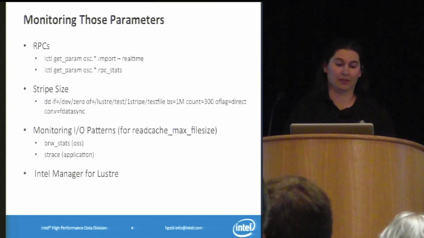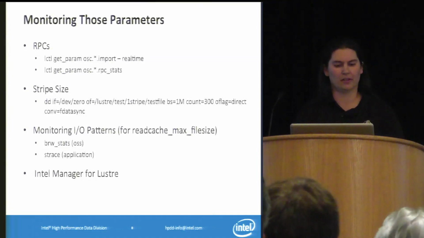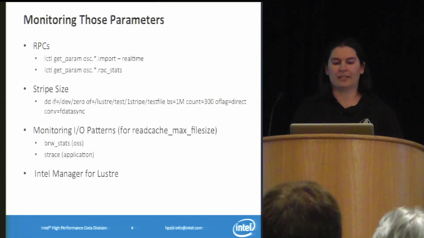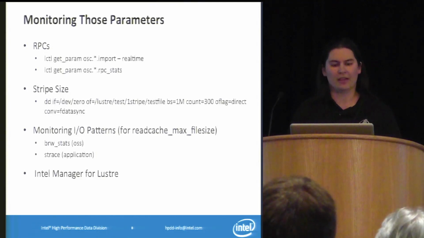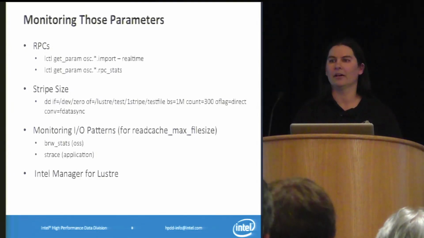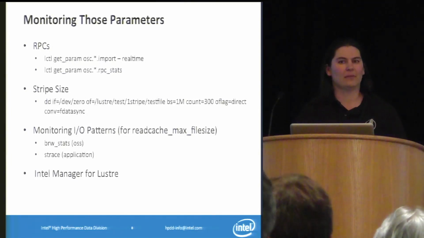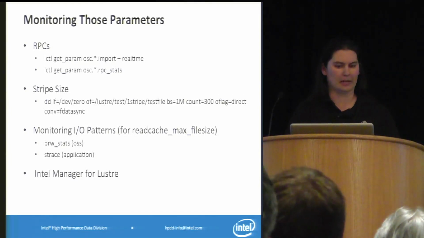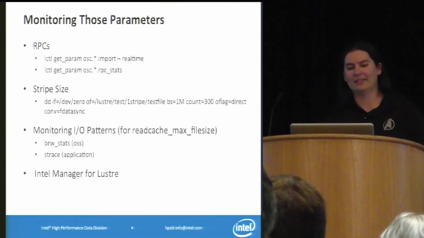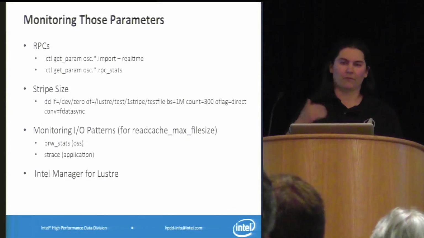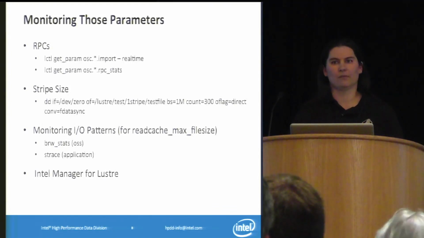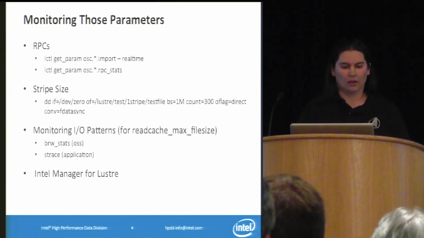For RPCs, there's actually a really, really cool file under the OSC import, which is real-time RPC data. When you run that file, it's a live snapshot of exactly what's going on with your RPCs. So it'll tell you how many RPCs in flight you're currently using at that point in time. And you can use RPC stats to get the collection of it. So it'll break it down and show you whether you've got 40% of your RPCs at 1 RPC per flight and 40% are stuck at 8.